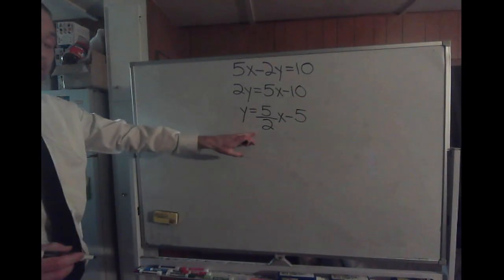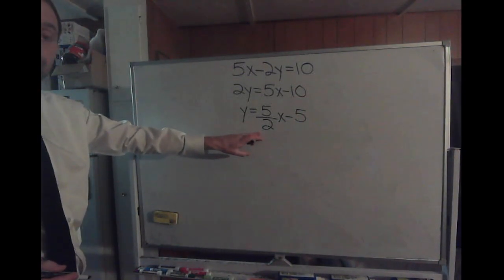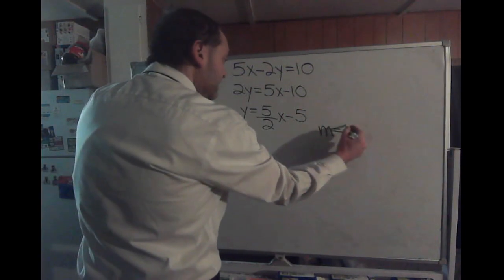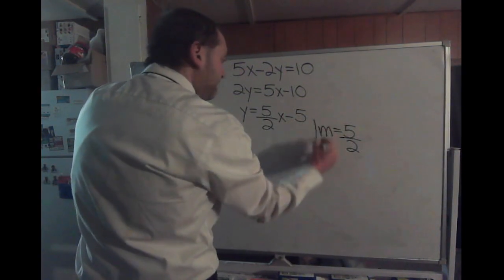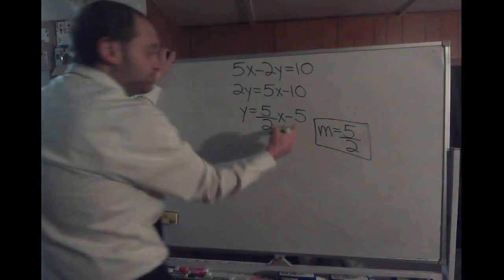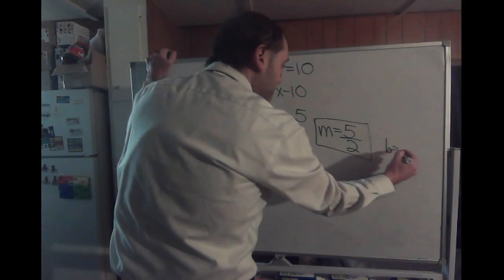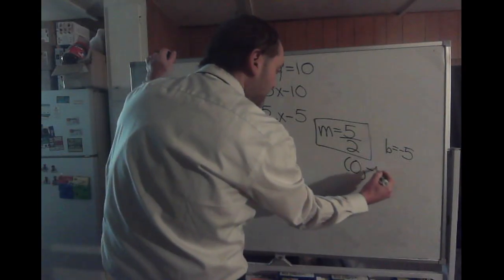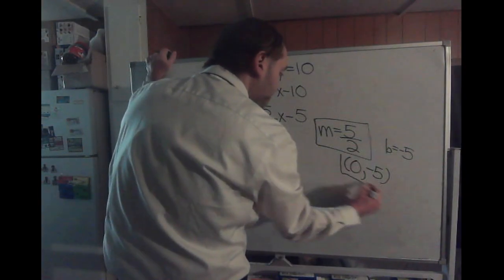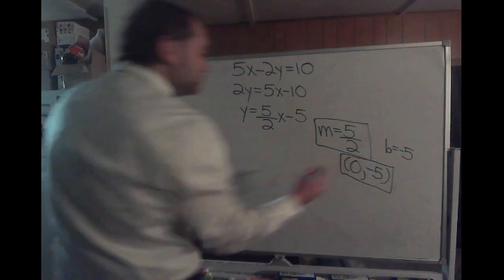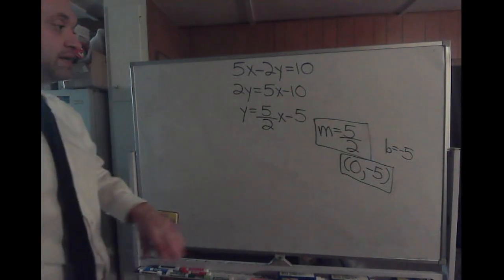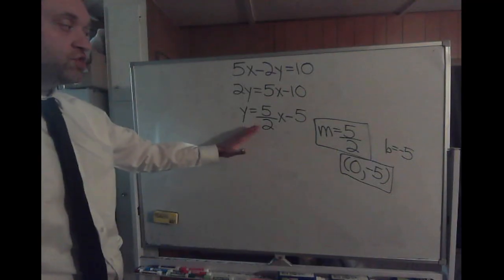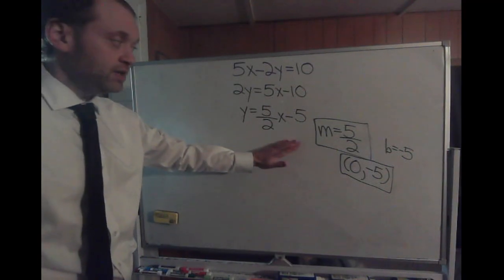Now we have the equation in slope-intercept form, where we can easily identify the slope to be 5 halves, right? The b term is negative 5, meaning your y-intercept would occur at 0, negative 5. Okay, so we found it. We found the slope and y-intercept by putting this equation from standard form into slope-intercept form.